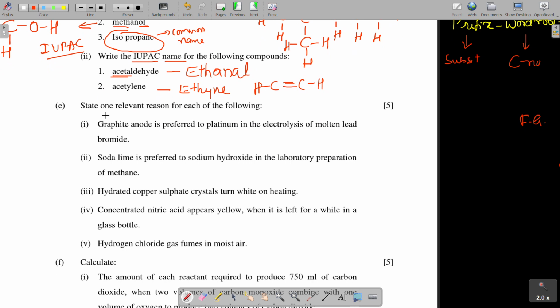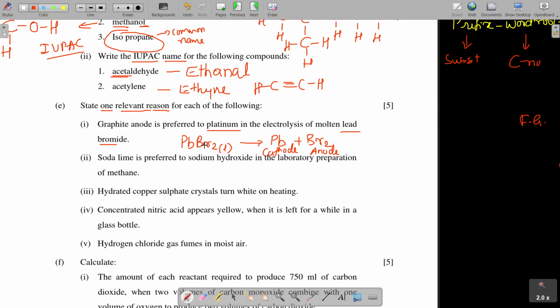Okay, next question. State one relevant reason for each of the following. Graphite anode is preferred to platinum in the electrolysis of molten lead bromide. Electrolysis of molten lead bromide, PbBr2, liquid state. When it undergoes electrolysis, you will get lead and bromine. Lead is a cation, so it will be released at the cathode. Bromine is the anion, so it will go to the anode. Means at the anode you will get bromine vapors.